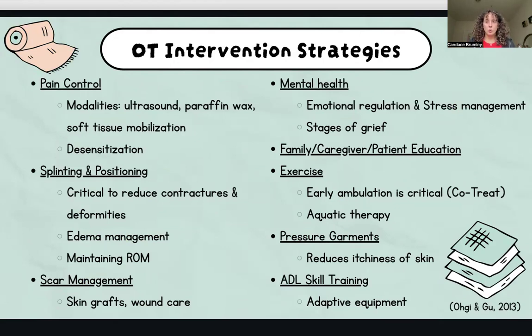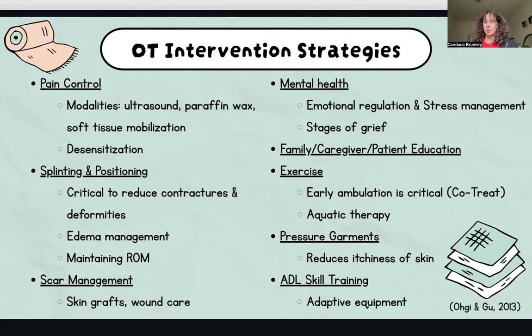Pain control is really important, especially in intensive care and acute care. Desensitization techniques can be important whenever scarring, whenever the wounds are starting to heal. Modalities like ultrasound, paraffin wax, soft tissue mobilization, and massage are very important. Splinting and positioning are also very critical to reduce the possibility of contractures and possible deformities due to the burn. Splinting and positioning can also be helpful for edema management and maintaining integrity of joint range of motion.